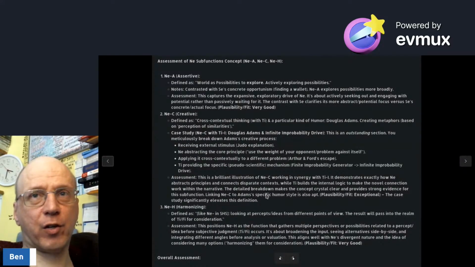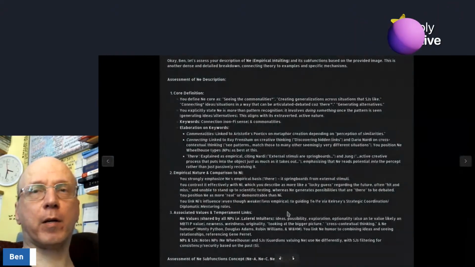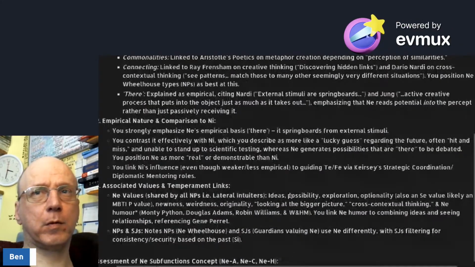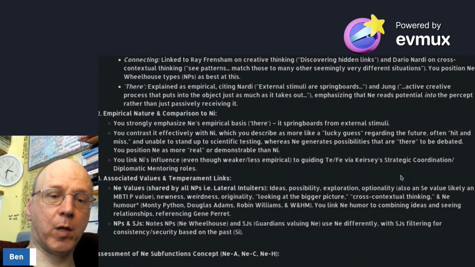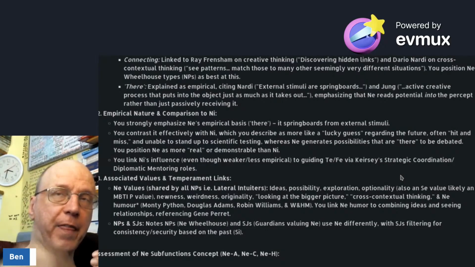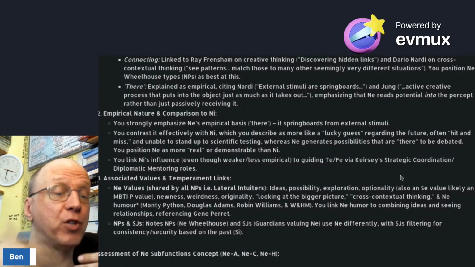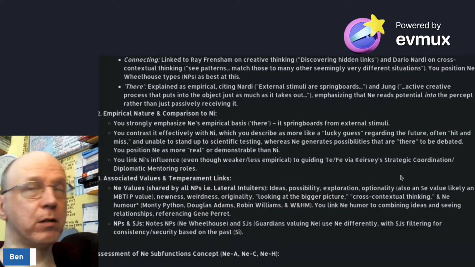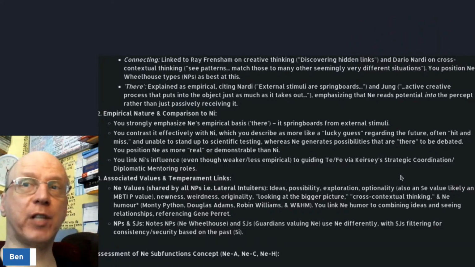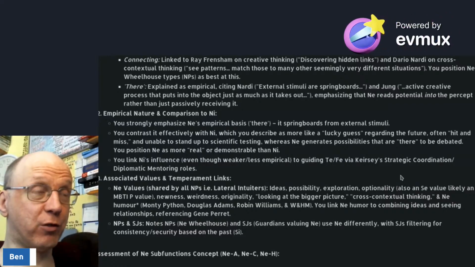So that's the case study. Right, we're going there. Empirical nature. Yeah, strategic coordination in that you can see NI when it's with people. A theme of NI is development. So NFJs develop people, and this can go to the extreme with the ENFJ cult leader. NTJs develop projects. And strategic coordination is the strategic coordination of resources towards a long-term strategic objective.